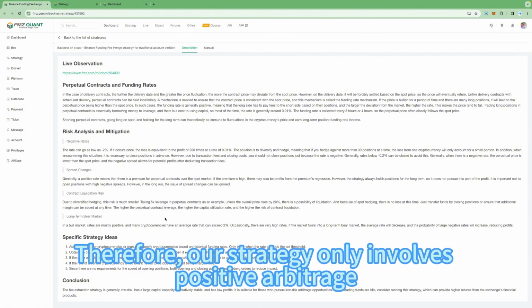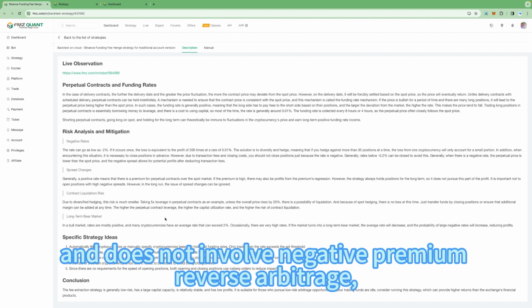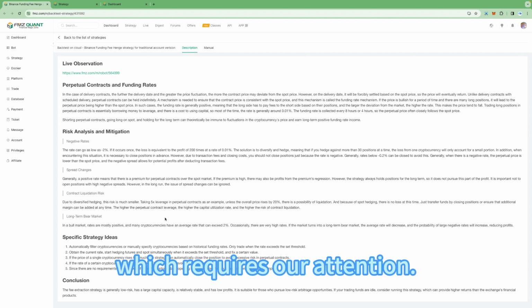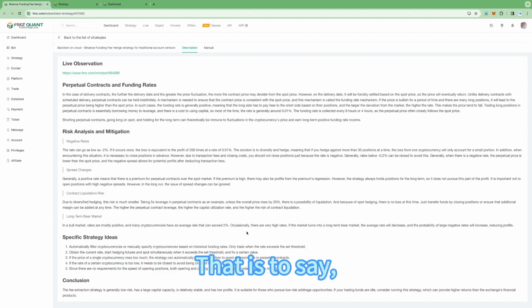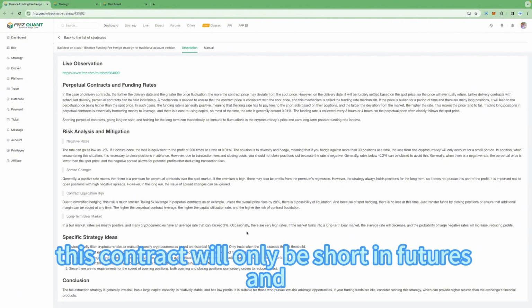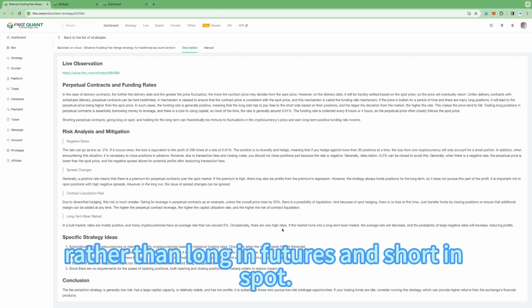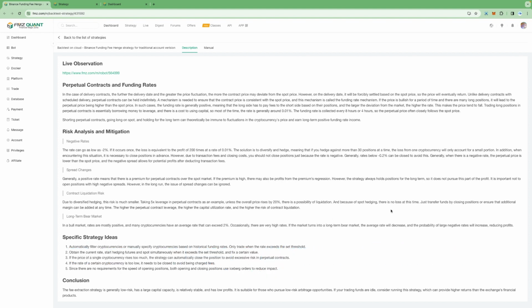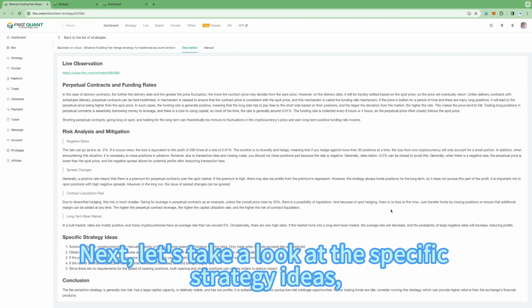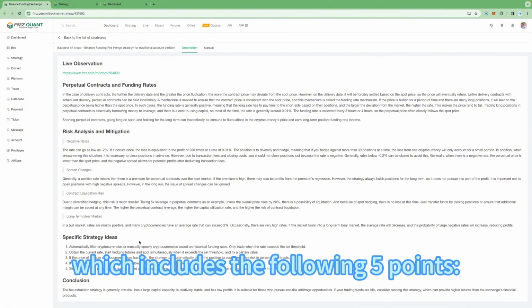Therefore, our strategy only involves positive arbitrage and does not involve negative premium reverse arbitrage, which requires our attention. That is to say, this contract will only be short in futures and long in spot rather than long in futures and short in spot. Next, let's take a look at the specific strategy ideas, which include the following 5 points.